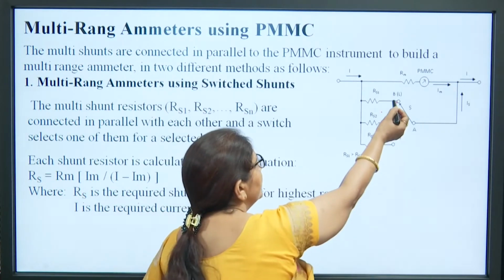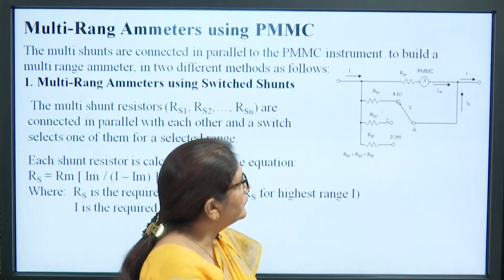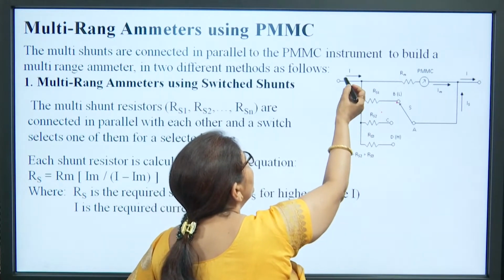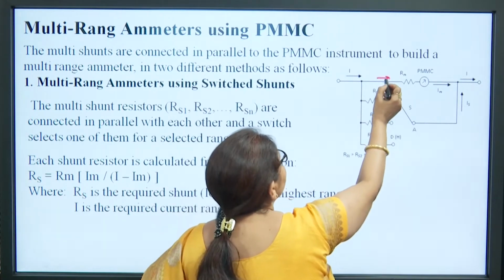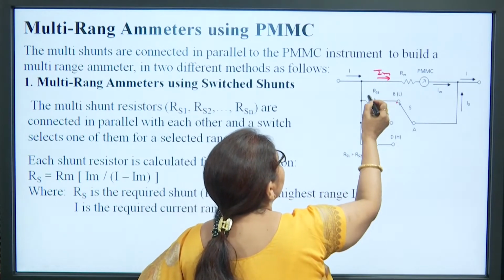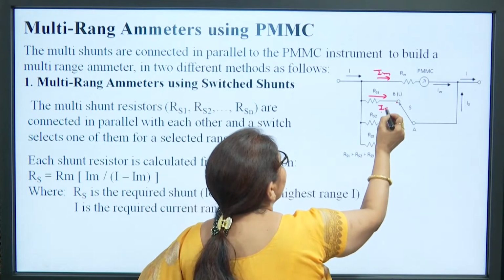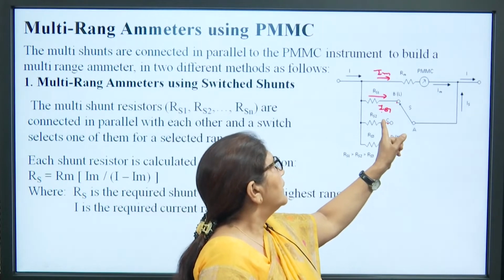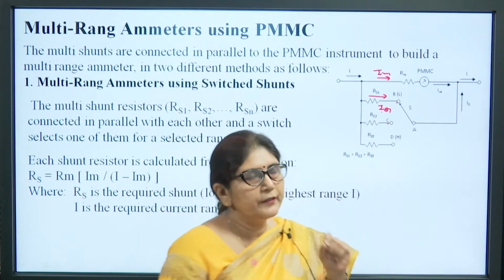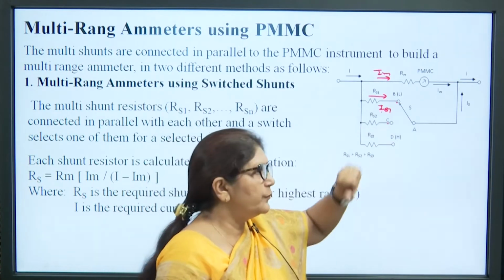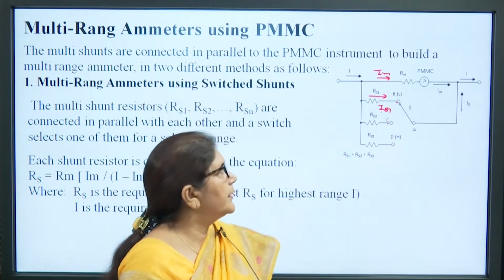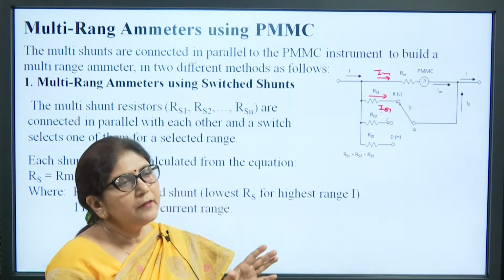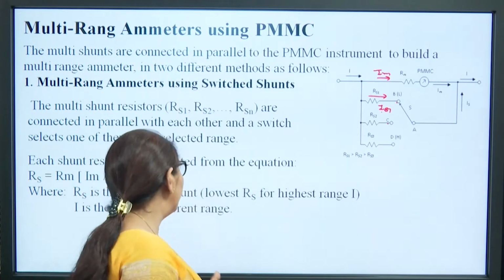So, when the switch is at this position, the current I is again divided into two parts: the current flowing here is Im, and here the current is IS1. Similarly, if we put the switch at this position, then what will happen? This RS2 resistance will be in parallel to this meter. So, by using this switch we can change the value of resistance, and in this way we can change the range of the current that we want to measure.